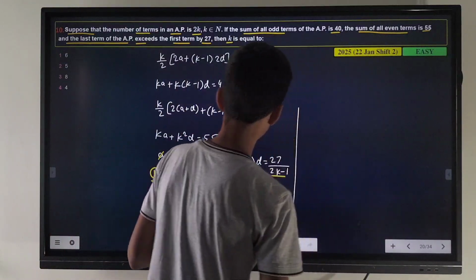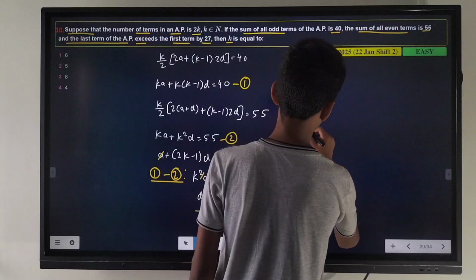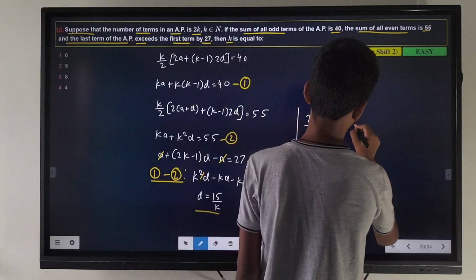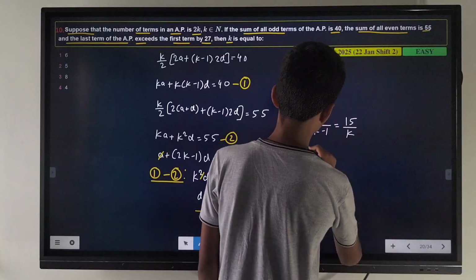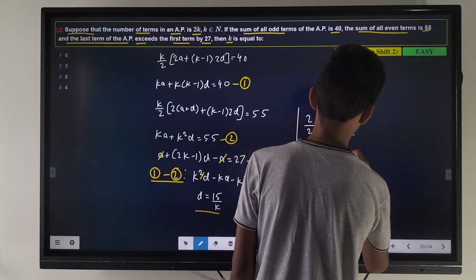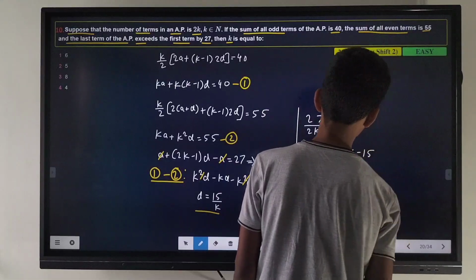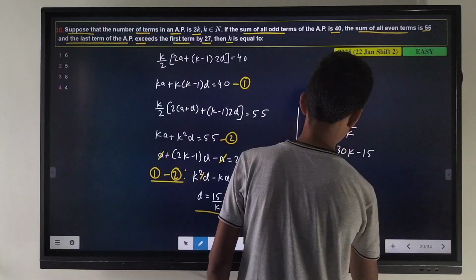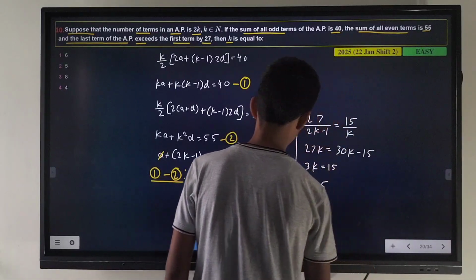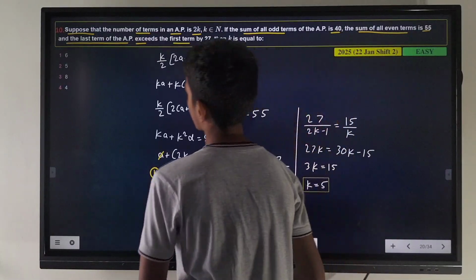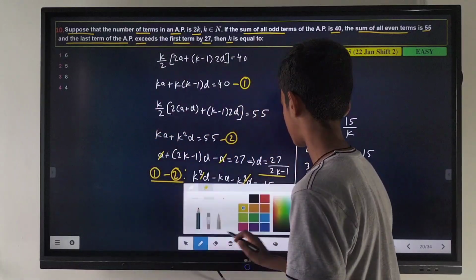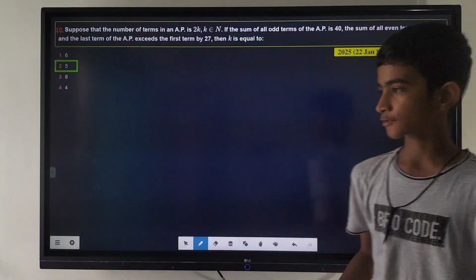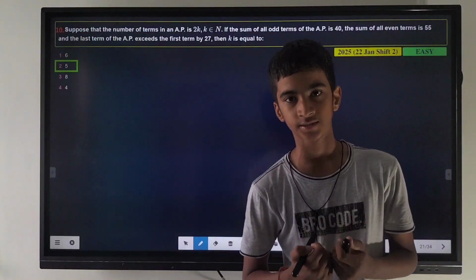Now we will compare both the d's. We will get 27 upon 2k minus 1 is equal to 15 upon k. We will get 27k is equal to 30k minus 15. 3k is equal to 15. Our k is equal to 5. From here our answer is option 2. And here is our solution, and we can see that our answer is correct.